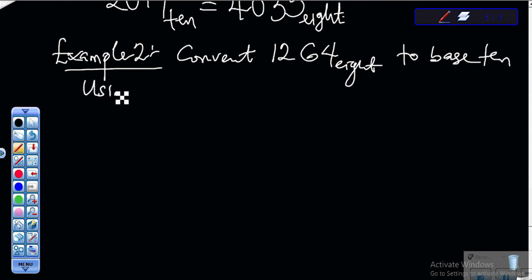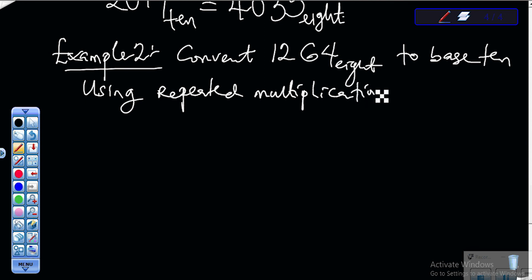Using repeated multiplication. The reason why most teachers don't choose to talk about this method is because most of the time it confuses students. But don't be scared. We try our best to explain. Now, how do we go about it?